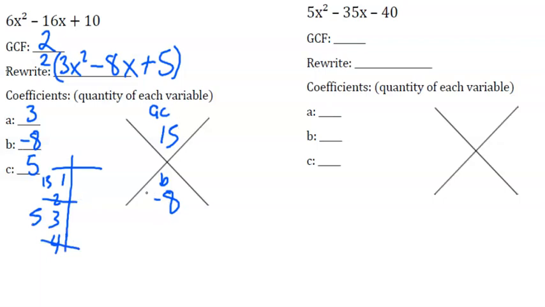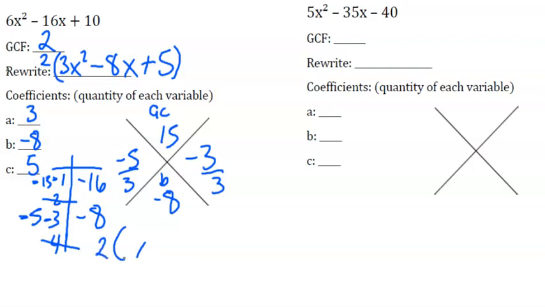Notice that this is positive and this is negative, so both of the factors are going to be negative. Negative 15 plus negative 1 is negative 16. Negative 5 plus negative 3 is negative 8. So we're going to use this pair right here, the negative 5 and the negative 3. Divide by A, which was 3, and then write out your factors. We have 2 on the outside, and then x minus 5/3 times x minus 3 over 3, which 3 over 3 reduces to 1.